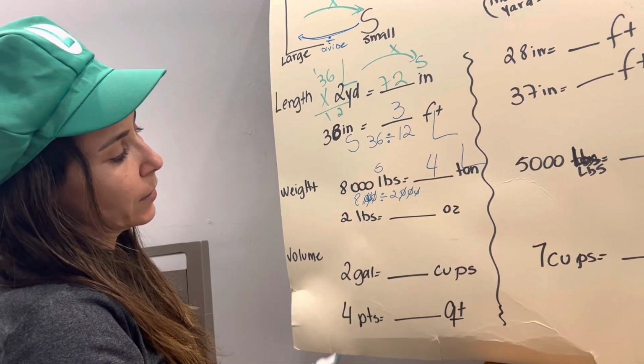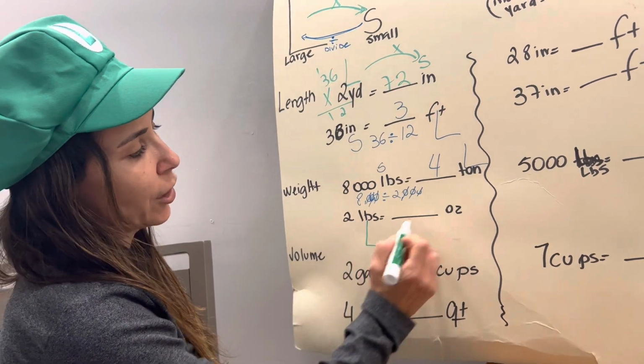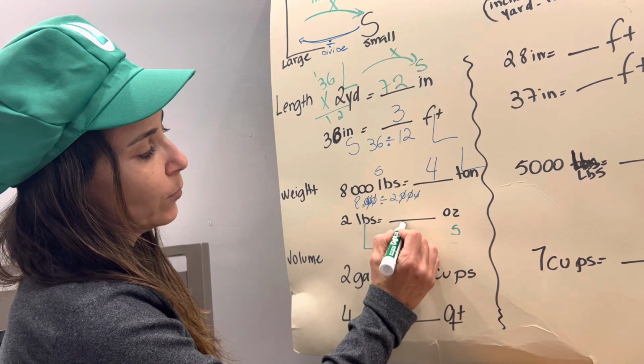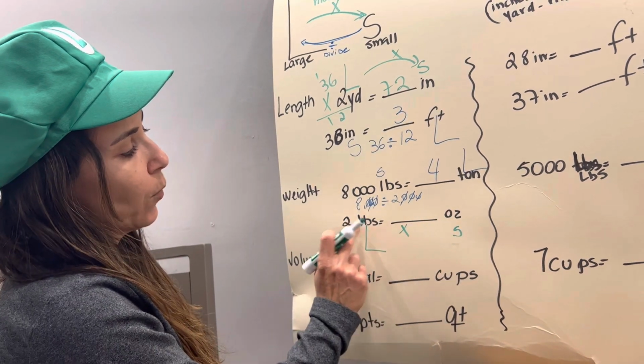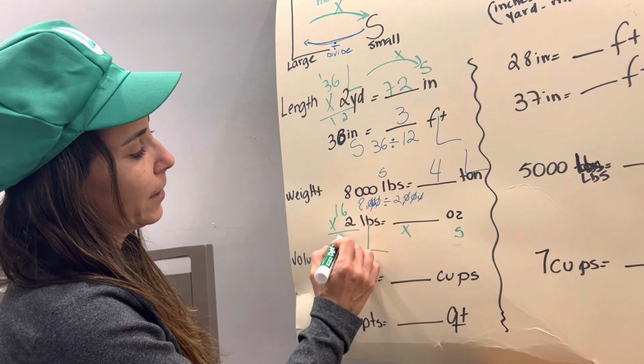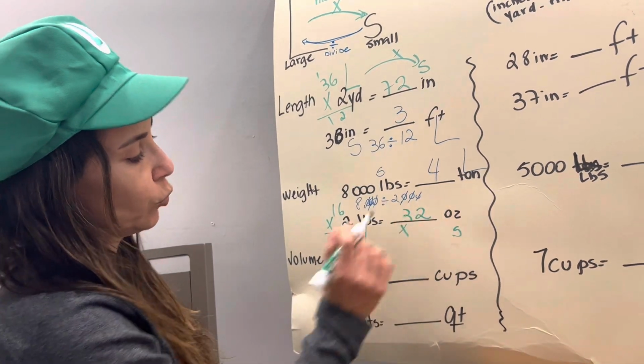Pounds to ounces. Pounds is what? The large. Ounces is the small. So what I'm going to do, I am going to multiply. In 1 pound, there are 16 ounces. So I'm going to multiply times 16. My answer will be 32.